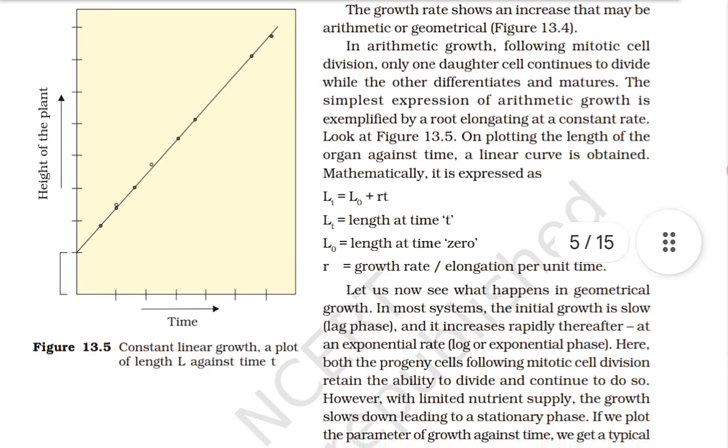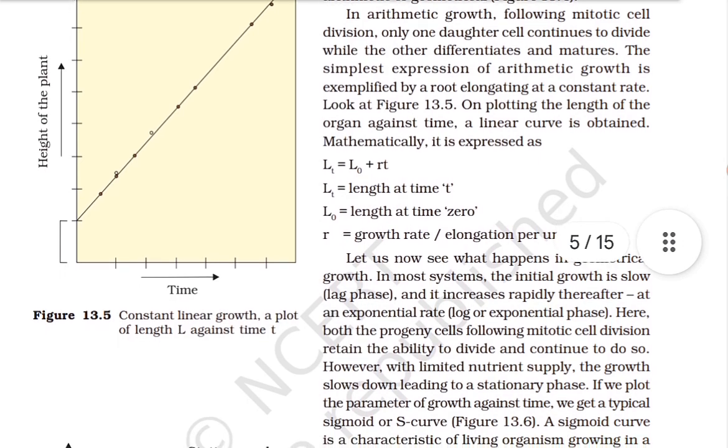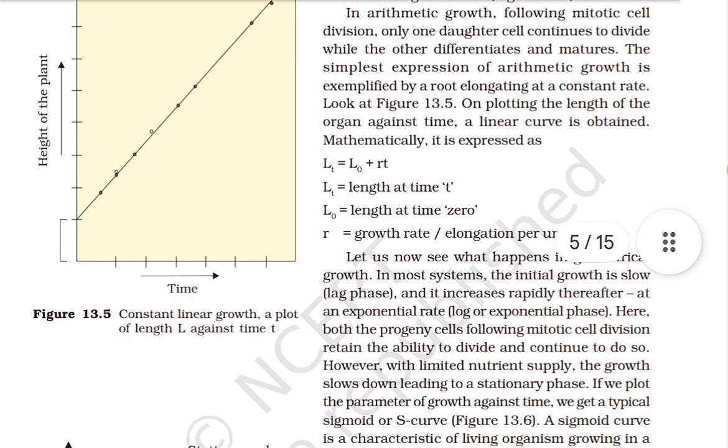Further, away from the apex, that is more proximal to the phase of elongation, lies the portion of axis which is undergoing the phase of maturation. The cells of this zone attain their maximal size in terms of wall thickening and protoplasmic modification. Most of the tissues and cell types you have studied in earlier classes represent this phase. कौन सा phase? Phase of maturation.